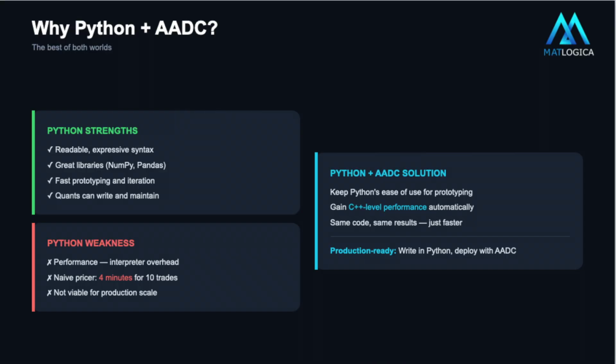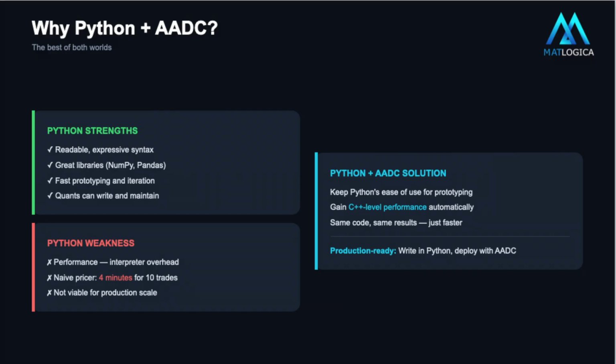Well, Python is excellent for prototyping. It's readable, it has great libraries, and it lets quants iterate quickly. But performance? That's Python's weakness. A naive pricer can take 4 minutes to price just 10 trades with Greeks. Python plus AADC solved this.